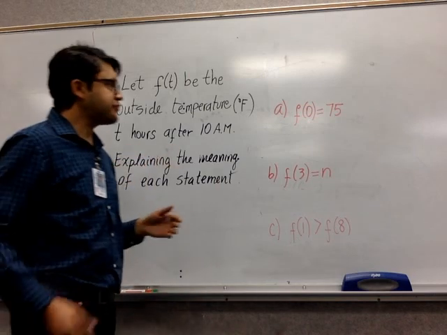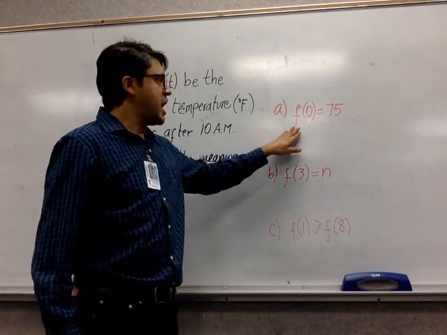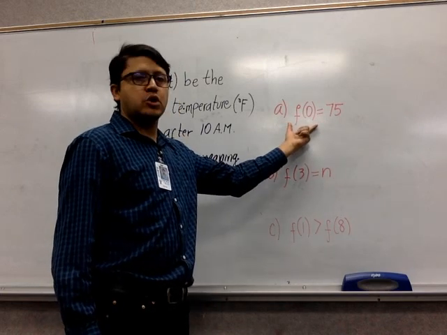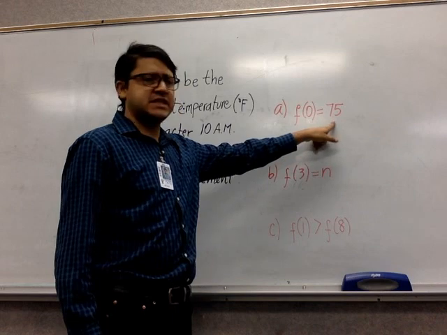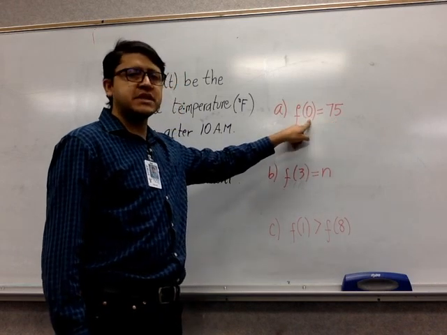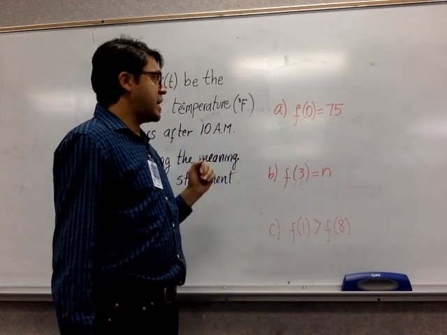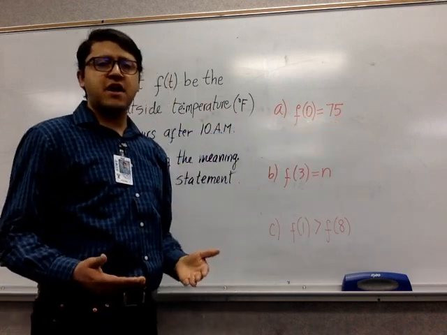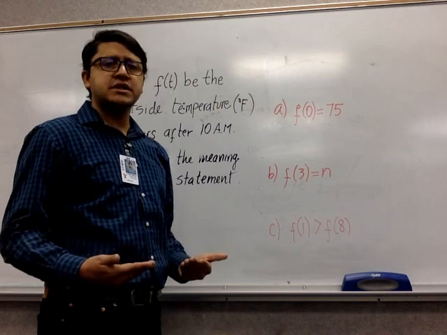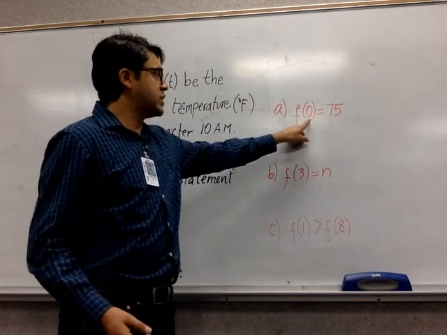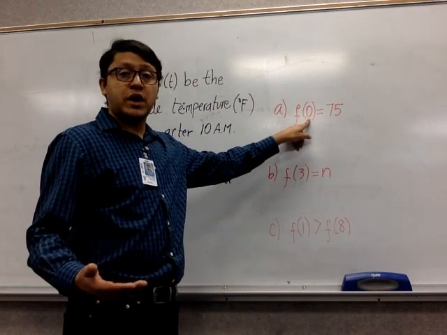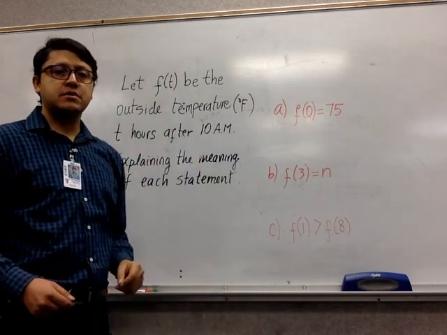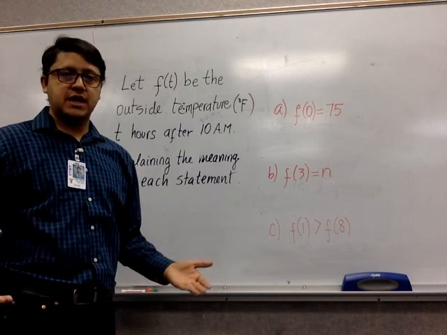Let's begin with this statement. f of 0 equals 75. We want to know what this output means. The output is 75 when the input is 0. We know that the output is temperature, so I know that the temperature is 75 degrees Fahrenheit. But when does that happen? It happens when the input is 0. How do I interpret that 0? That 0 is 0 hours after 10 a.m. What time is that? It's 10 a.m.